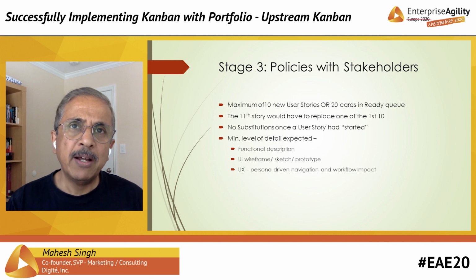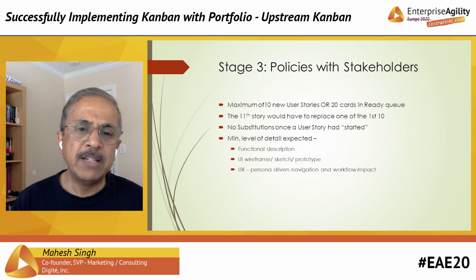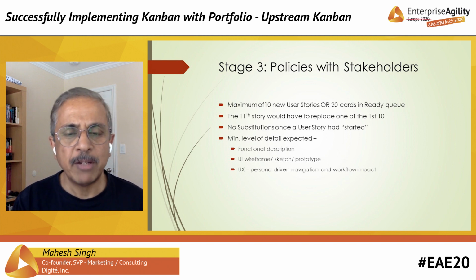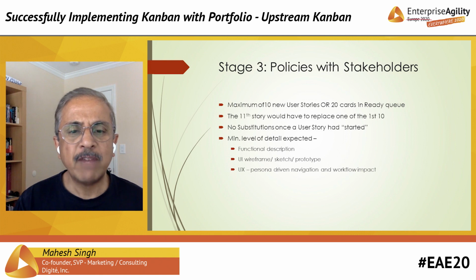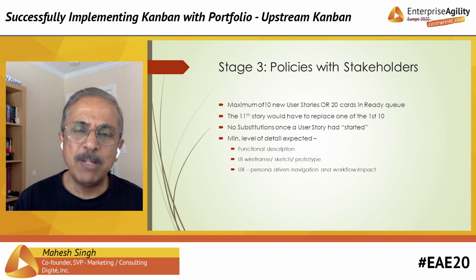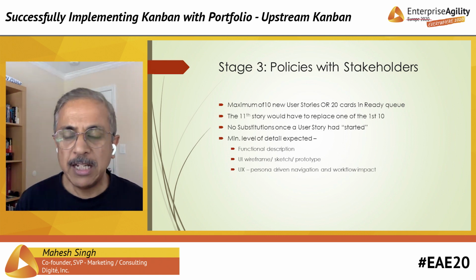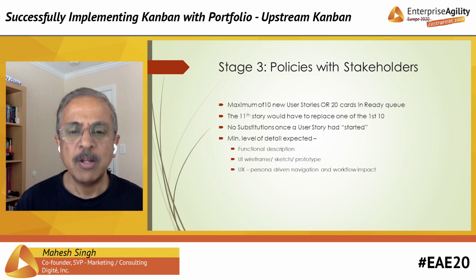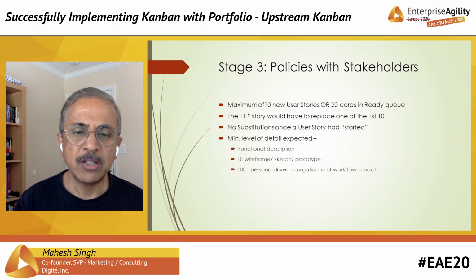And then from a handshake between the product management function and the dev function, we said that these were some of the minimum level of details we expected in user stories that were coming from the product owners. So we needed a functional description. We needed some level of UI. It could be simply a sketch. It could be a wireframe. It could be a prototype. As much detail as possible, as much sophistication as possible. But there had to be a minimum sort of detail as far as UI is concerned.